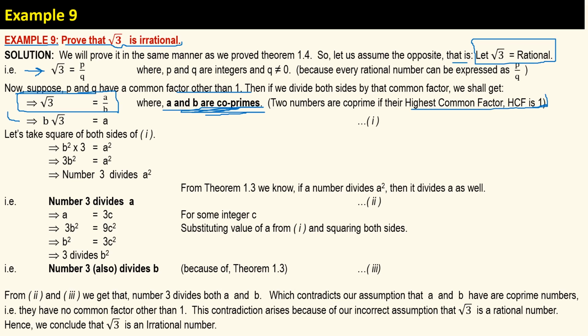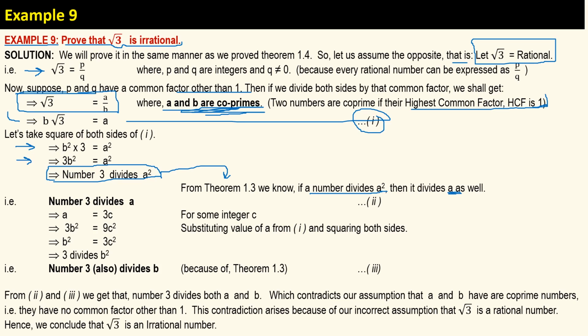Now solving this, we get b times the square root of 3 is equal to a. Let's call this equation number 1. Now if we square both sides of equation 1, we get b square multiplied by 3 is equal to a square, which implies 3b square is equal to a square. That is, number 3 can divide a square. Now if we use theorem 1.3, which says that if a number divides a square, then it will also divide the number a.